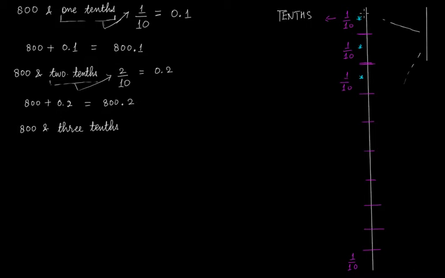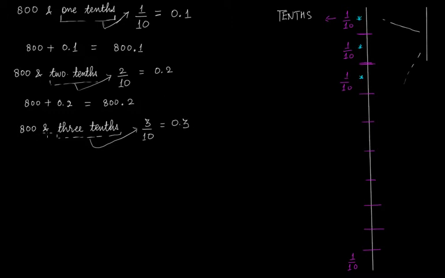And what fraction will these 3 portions represent? The fraction of these 3 portions will be 3/10. So this 3/10 is nothing else but 3/10, and if you divide 3 by 10, you will get 0.3.